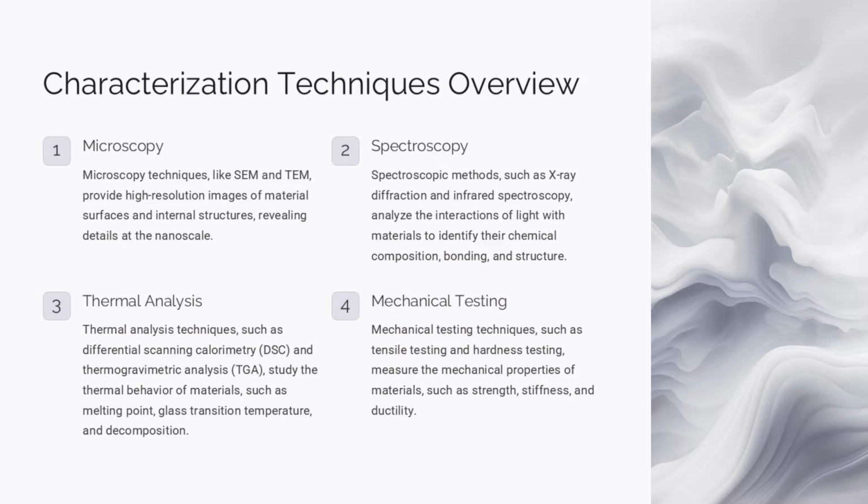Spectroscopic methods analyze the interactions of light with materials to identify their chemical composition, bonding, and structure. Thermal analysis techniques study the thermal behavior of materials, such as melting point, glass transition temperature, and decomposition. Mechanical testing techniques measure the mechanical properties of materials, such as strength, stiffness, and ductility.